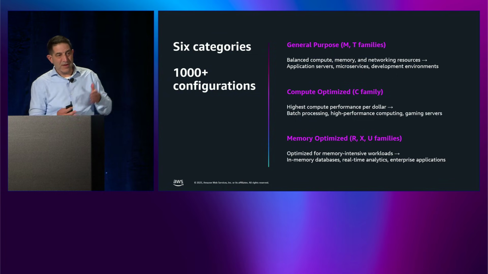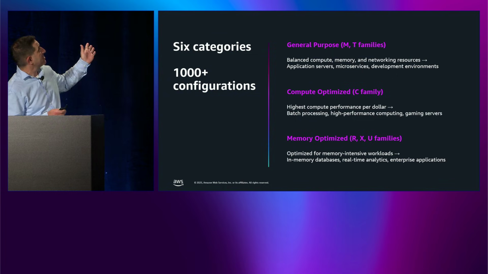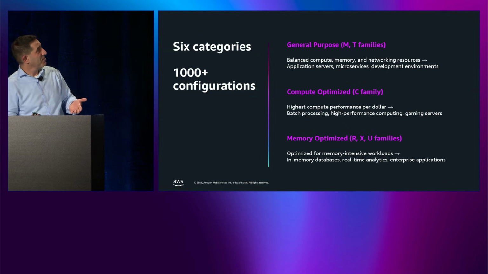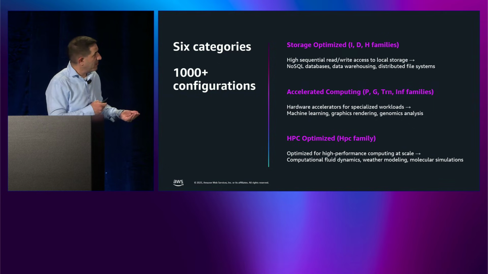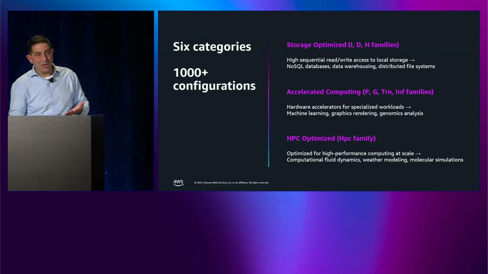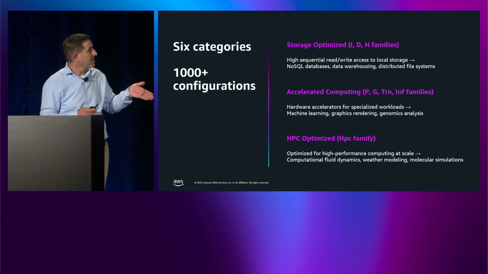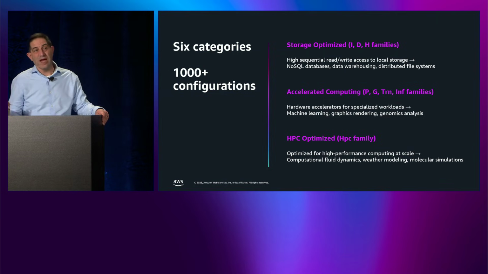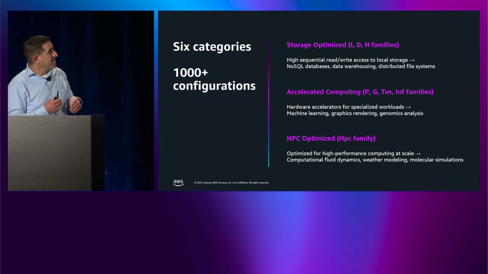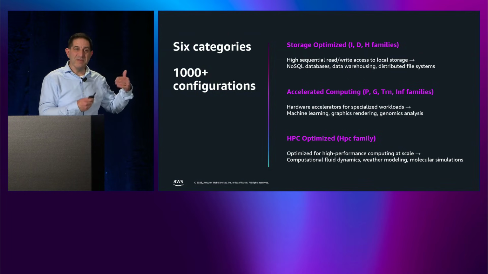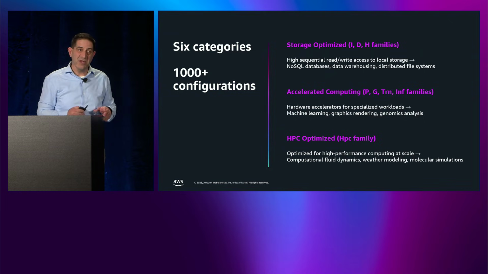Okay, so I mentioned there's 6 categories across 1,000 different configurations. At a very high level, we have the general purpose M and T families, we have the compute optimized, and we have the memory optimized. These have different applications for different types of workloads and requirements. We have the storage optimized I, D and H, accelerated computing P, G, Trainium and Inferentia families, and then finally an HPC family for those of you that are running high performance computing workloads. So again, each of these at a very high level are designed to address different types of workloads, but what we often see is that customers are able to use multiple instance types and families to satisfy the requirements for their particular workload.